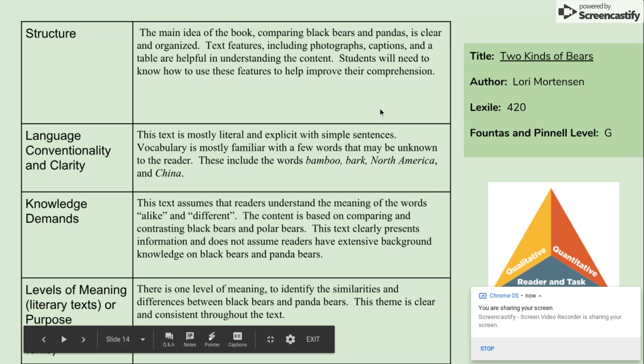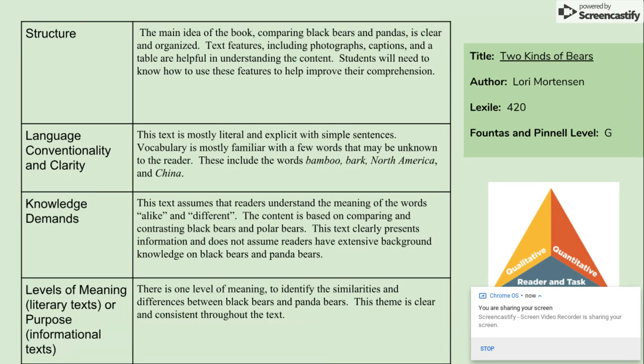Two Kinds of Bears was another text in this book. The structure is clearly comparing black bears and panda bears. It's mostly literal. There is some vocabulary that is possibly unfamiliar for students. These words include bamboo, bark, North America, and China. This is a clear comparison text.